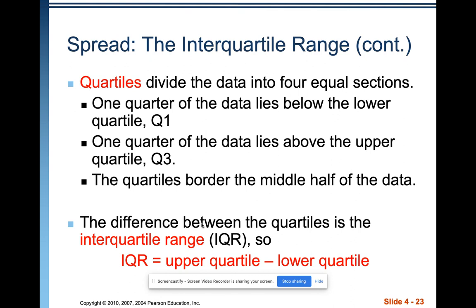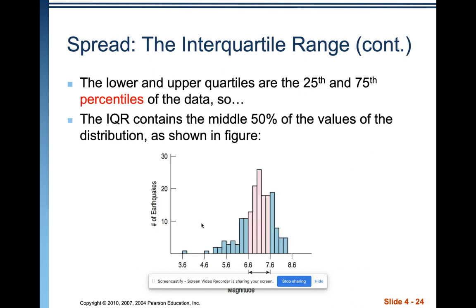The difference between the quartiles is called the interquartile range. And so it's the upper quartile minus the lower quartile. So Q3 minus Q1. The lower and upper quartiles are the 25th and 75th percentile of the data. So the IQR contains the middle 50% of the values of the distribution as shown in the figure. Okay, so the area in the pink are all the observations between Q1 and Q3, and so the distance from Q1 to Q3 is the interquartile range.